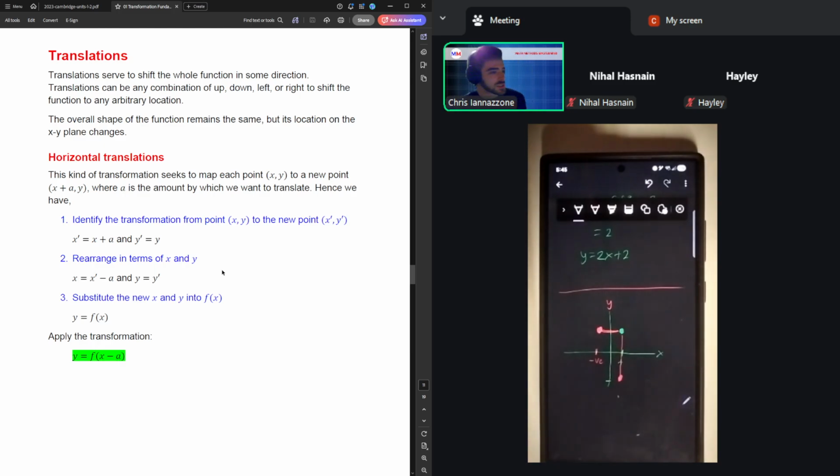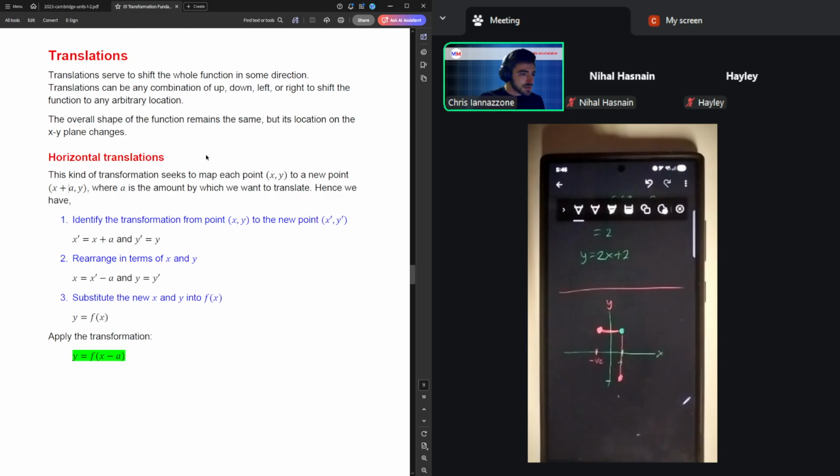Last up, translations. So translations are all about literally shifting, as if you would imagine grabbing the function and moving it to a different location. You're literally shifting it either up, down, left, or right, or some combination of the four. First up, we'll look at the horizontal translations. So, as you might expect, horizontal translations, you are applying either a plus or a minus to the x variable, because you're literally changing the x location when you're moving horizontally.